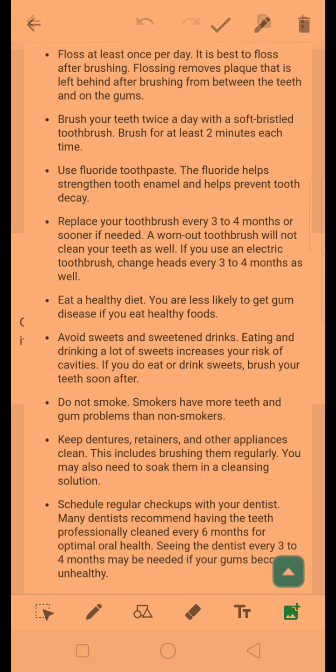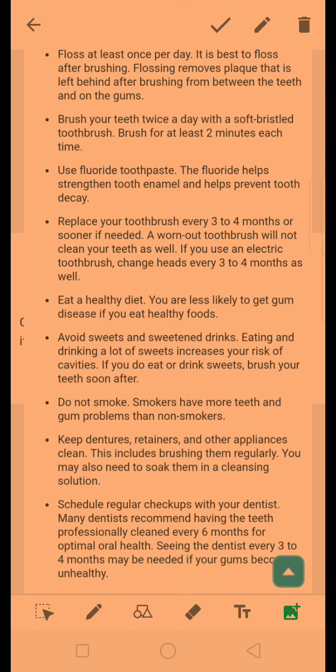And then what should you do for your teeth? Floss at least once per day. It is best to floss after brushing. Flossing removes the plaque that is left behind after brushing from between the teeth and on the gums. And second point, brush your teeth at least twice a day with a soft bristled toothbrush. Brush for at least 2 minutes each time. Third point is use fluoride toothpaste. The fluoride helps strengthen tooth enamel and helps prevent tooth decay.